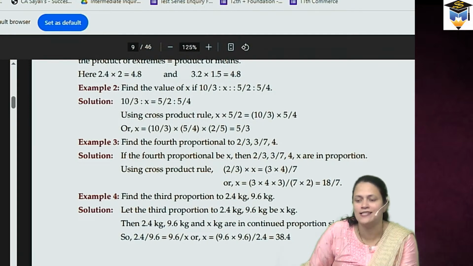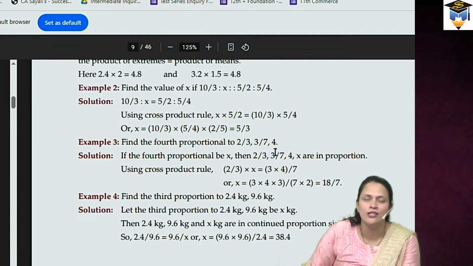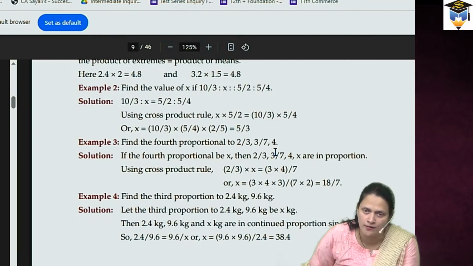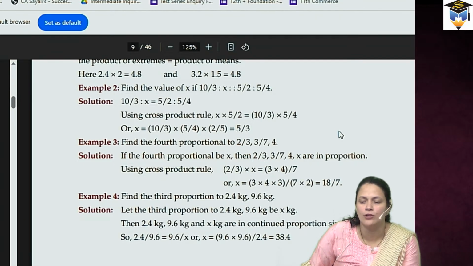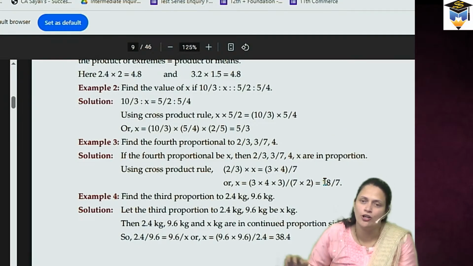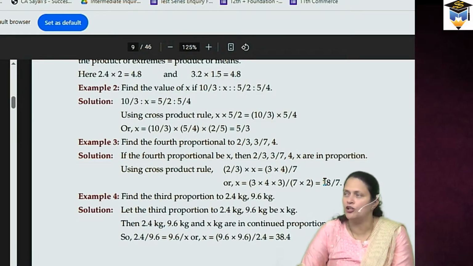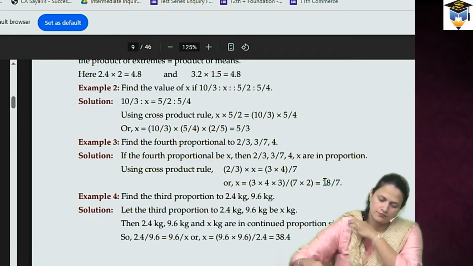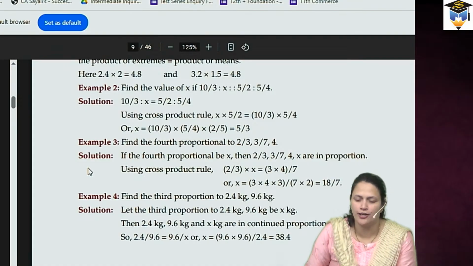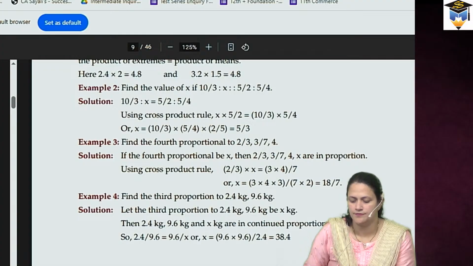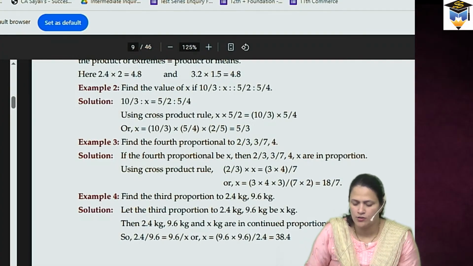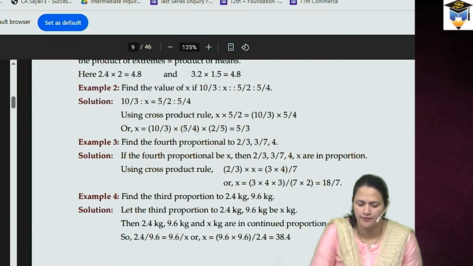Example 3 is a similar example. Only here they have mentioned that you have to find out the fourth proportional. That means 2 upon 3 upon 7 is equal to 4 upon x. That is going to be your equation. Solve to find out the value of x by using the cross product rule. So tell me the answer once you get it.